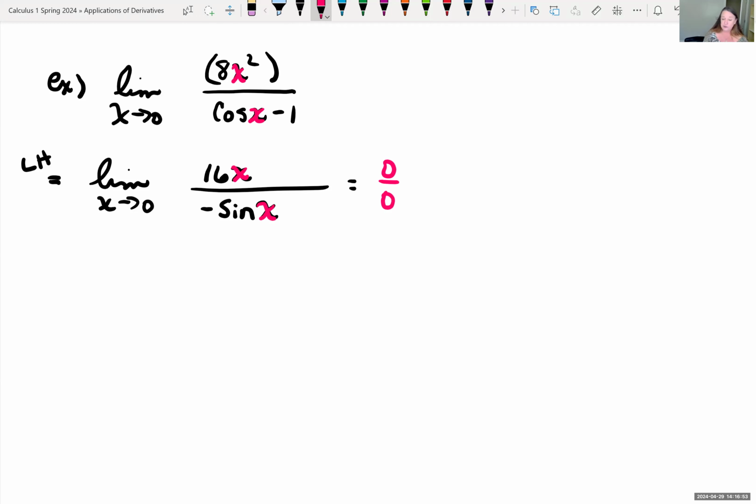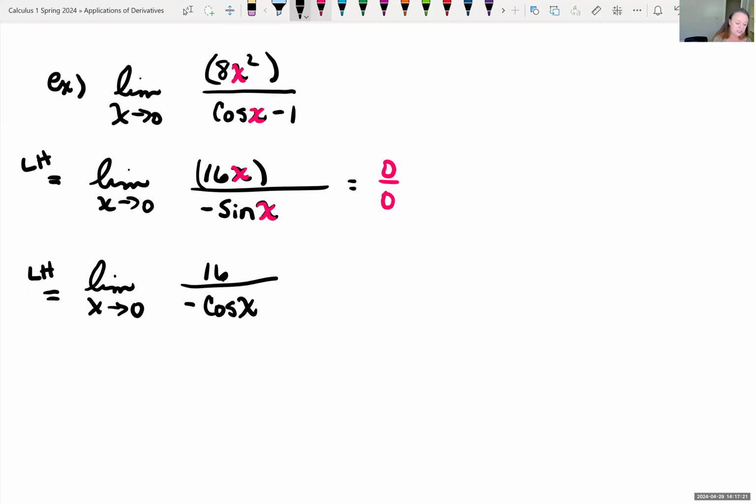Sometimes you need to use L'Hopital's rule more than once. So let's go again and apply L'Hopital's rule. Looking at the derivative of our new numerator 16x, taking that derivative gives us 16. And the derivative of negative sine x is negative cosine of x.